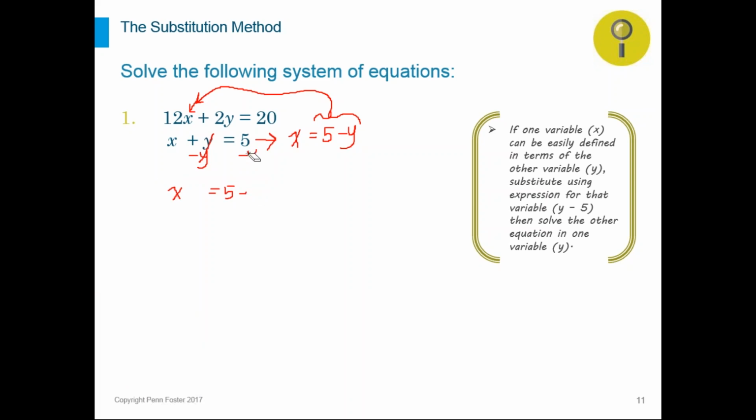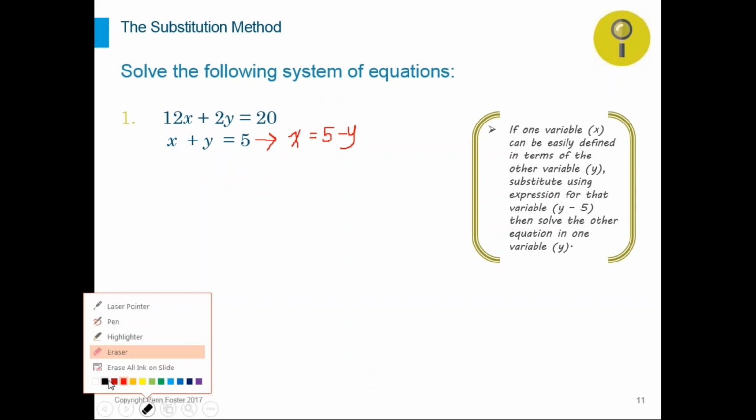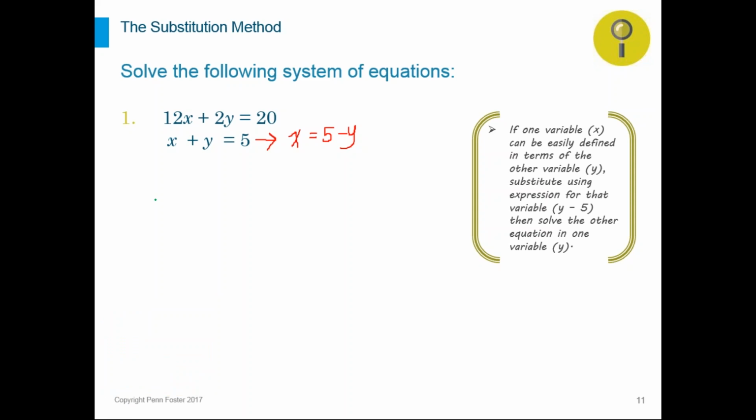So I'm going to erase this part and this one. And let's use the expression 5 minus y in place of the x in the first equation. So we are basically saying 12x, so 12 times (5 minus y), because the whole expression 5 minus y is equivalent to the x. So that's why we have to multiply 12 times everything here. And then plus 2y equals 20.